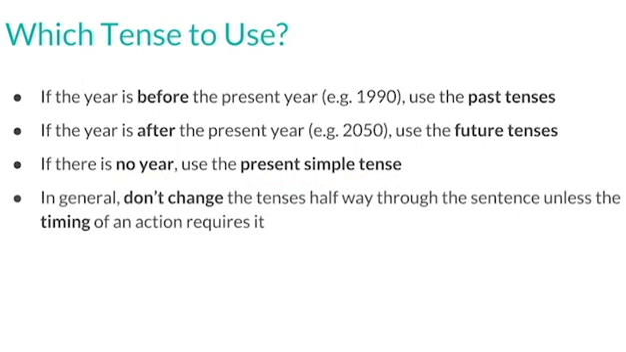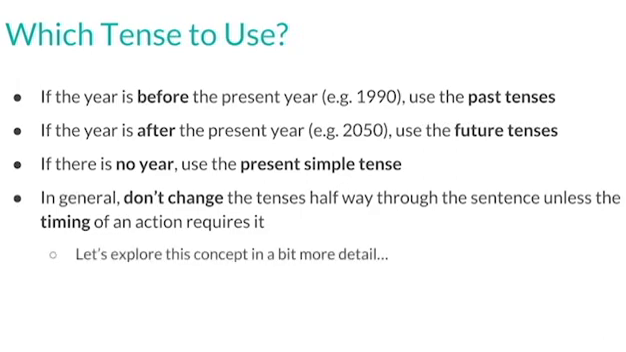In general, when you write a sentence, it should be in the same tense, okay? This means that you should not change the tense of the sentence midway through the sentence. However, there are some exceptions to this. There are certain rules for when to change the tense of a sentence midway. Usually, you only change the tense of a sentence if the timing of an action requires it. Okay? If the timing of a certain action that is happening in a sentence requires that you change the tense, then you should change the tense. Otherwise, you should write the entire sentence in the same tense.